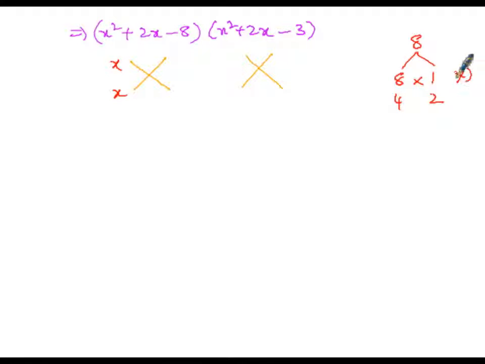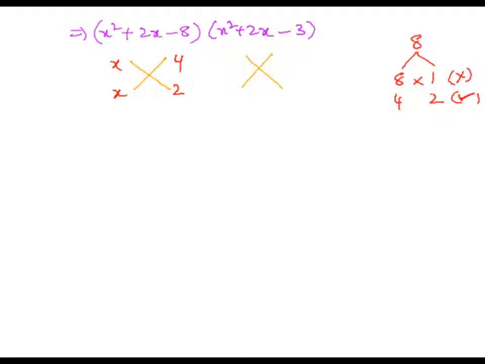Now let us go for the second one. By adding, 4 plus 2 is 6, which is wrong. We must get the middle term, so 4 minus 2 is 2. So we got 2, and we can choose 4 and 2, only 4 and 2 instead of 8 and 1. So here I have chosen 8 as 4 twos.